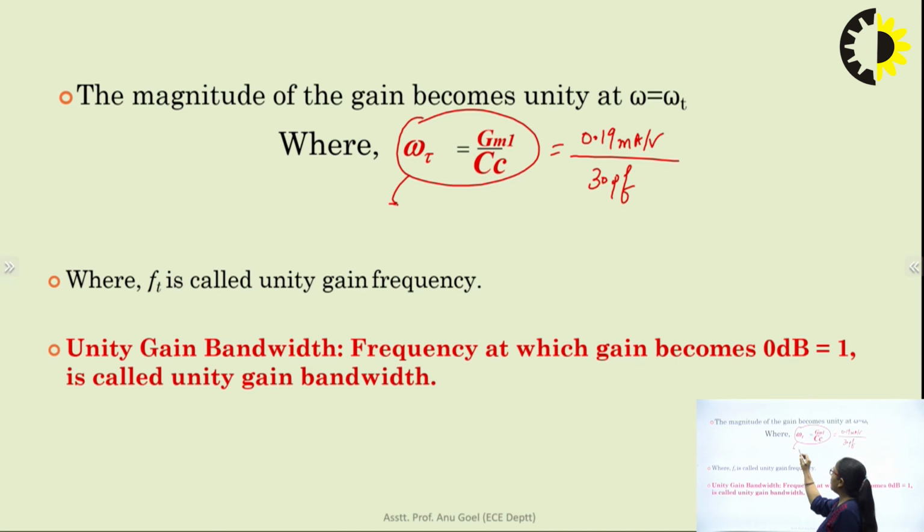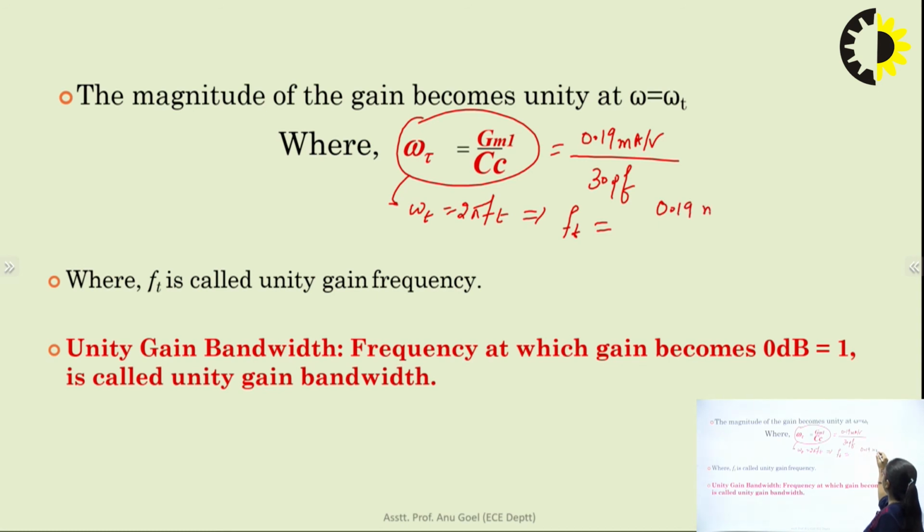We further know that omega is equal to 2 pi ft. So if we want to calculate the value of ft, we have to further divide this value by 2 pi. So it will become 0.19 milliampere per volt divided by 2 pi into 30 picofarad. When we solve this value, it will come around 1 megahertz, which we have already calculated with the help of the frequency response curve. So this ft is called the unity gain frequency, the frequency at which gain becomes 0 dB, or 0 dB is equal to 1.